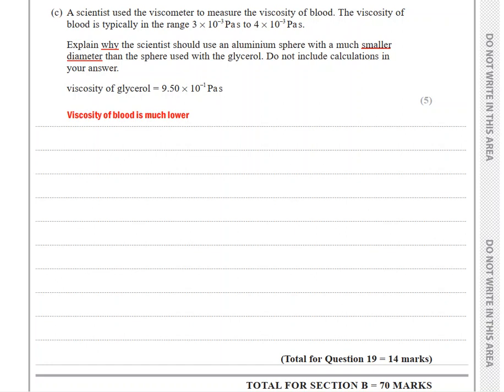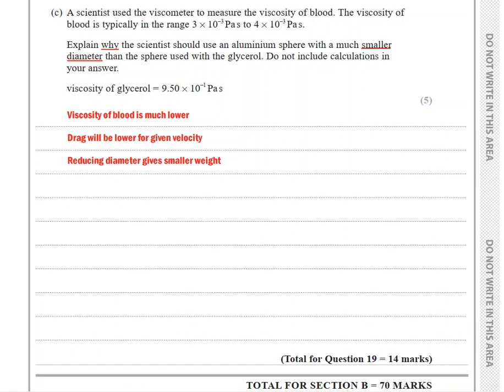So, viscosity of the blood is much lower. How do I know this? Because you compare 3 times 10 to the power minus 3 or 4 times 10 to the power minus 3 with the viscosity of glycerol that's given in the question, 9 times 10 to the power minus 1. Minus 3 and minus 1. So minus 1 is much greater, 100 times greater than 10 to the power minus 3. So if the viscosity is lower, drag force will be lower for a given velocity. So reducing the diameter.